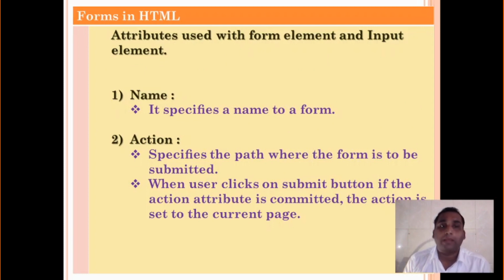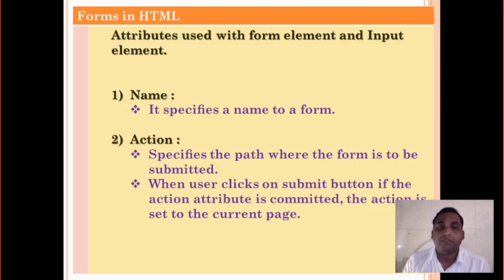Attributes used with the form element. All these form controls are to be written in the form tag or form element. The attributes used along with the form element are name, action, and method. Name specifies the name of a form. Any element, any form control regarding the form has to be given a name so that it is identified, so that we know which form element has what data.